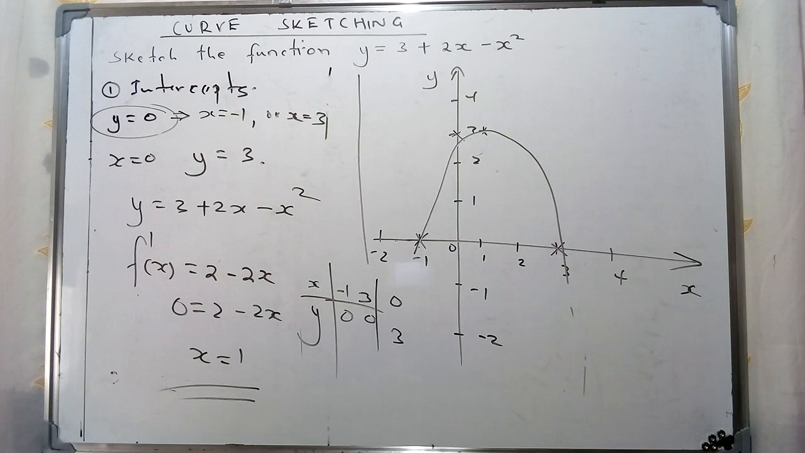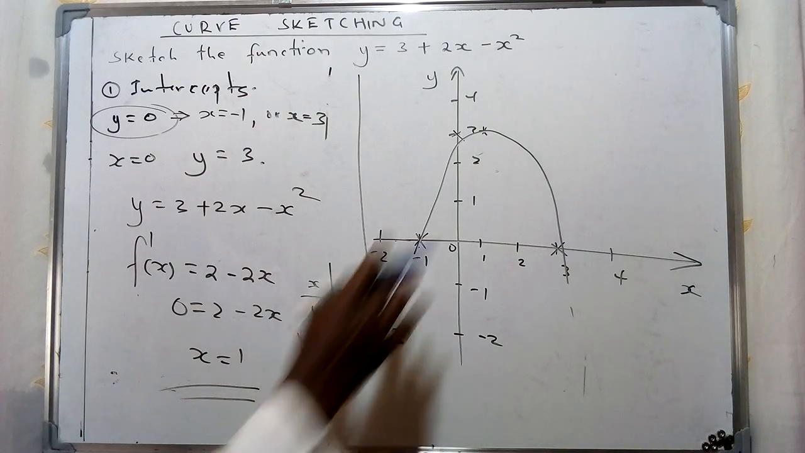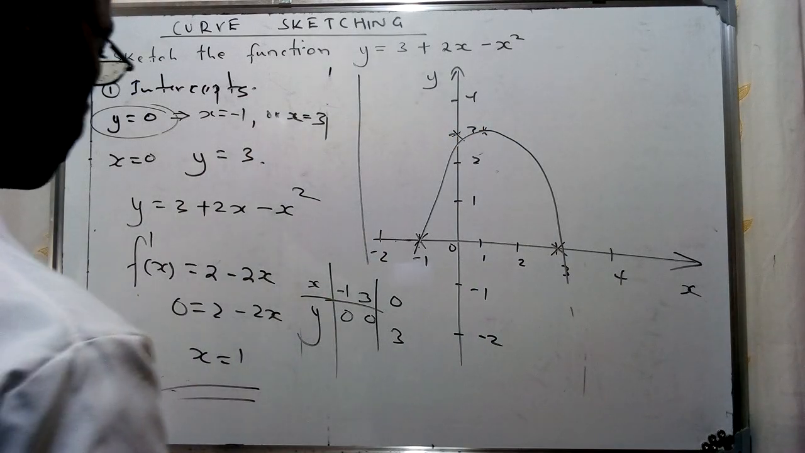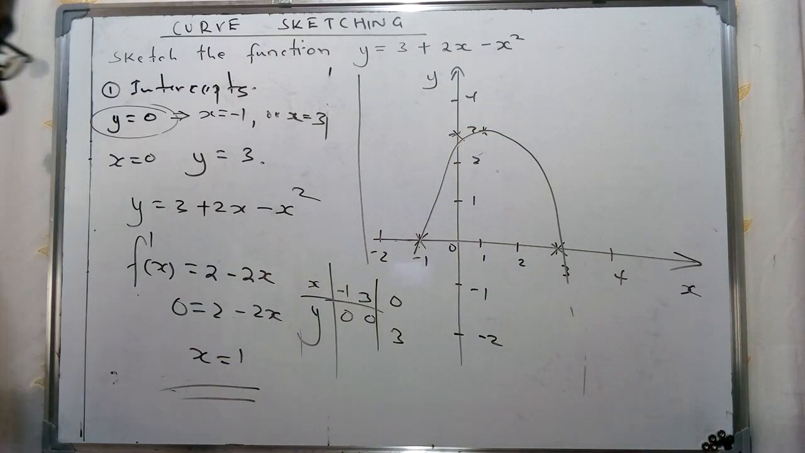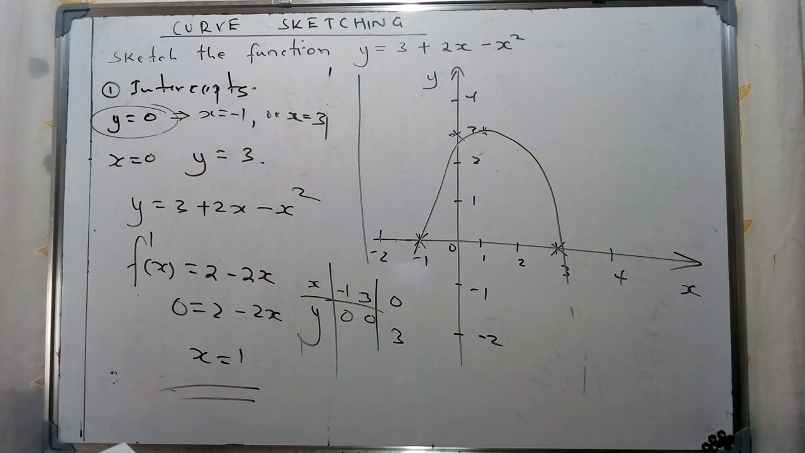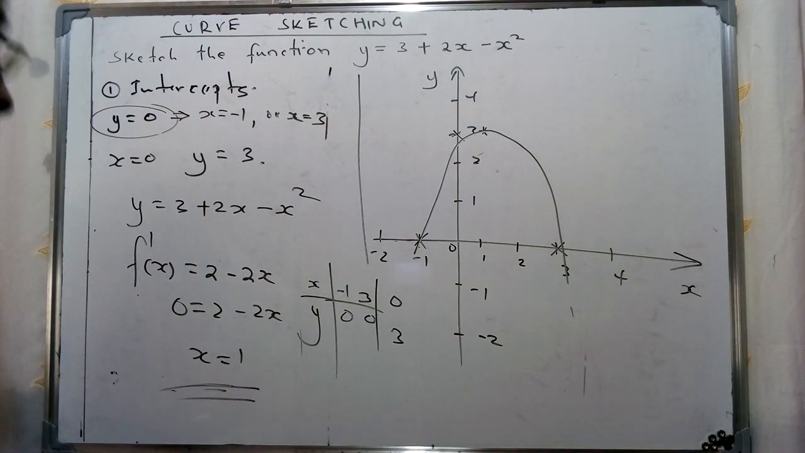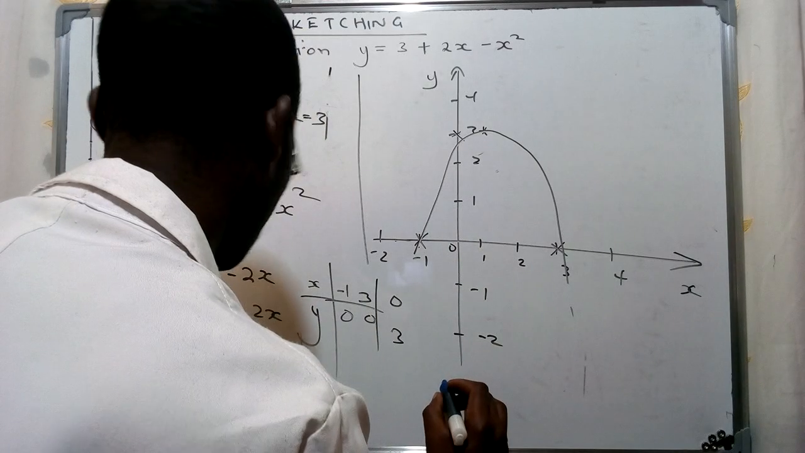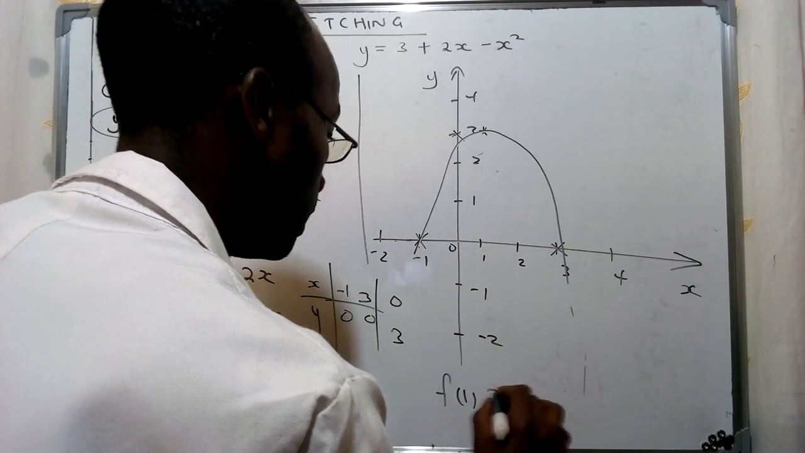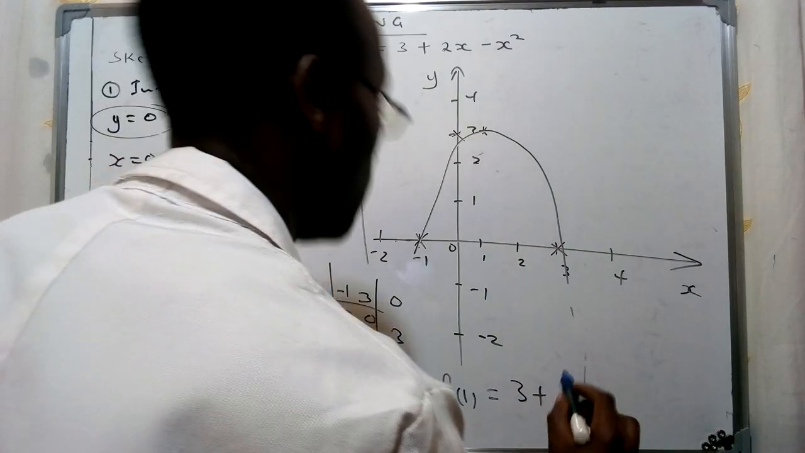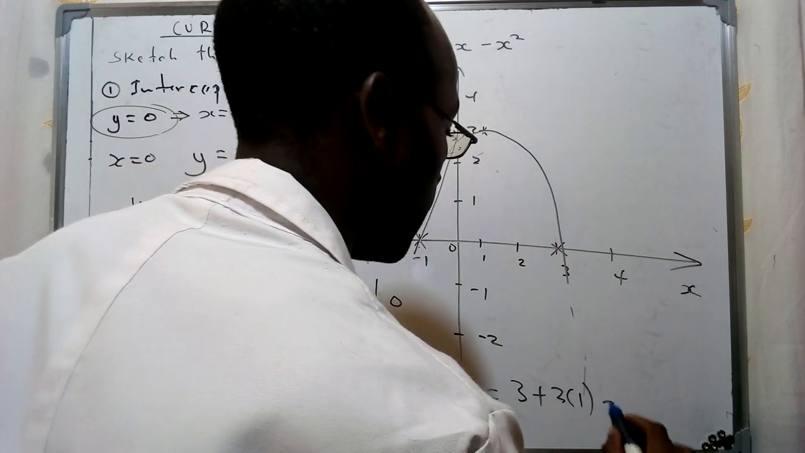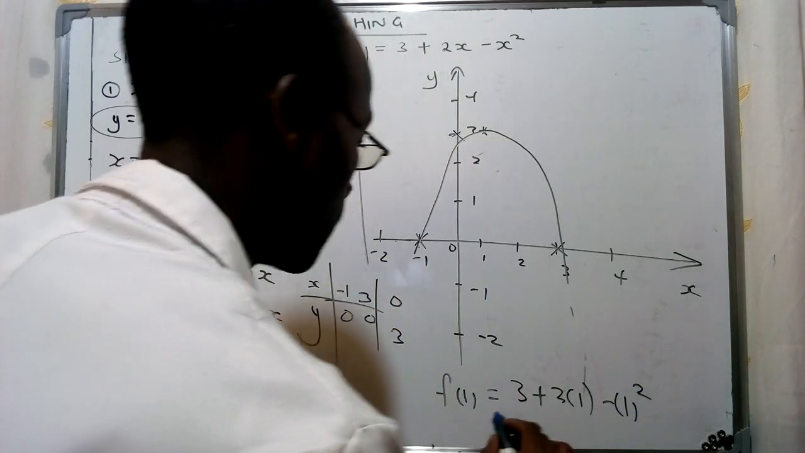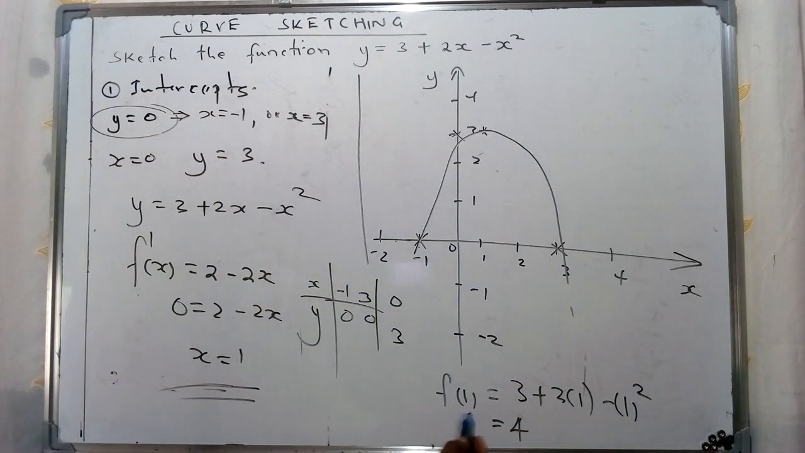Now, we had said that we have a stationary point, and we can make some clarity on the same. We have a stationary point at x equal to 1. So we perform a substitution, whereby f of 1 is equivalent to 3 plus 2 into 1 minus the square of 1. This gives us the value of the function equivalent to 4.